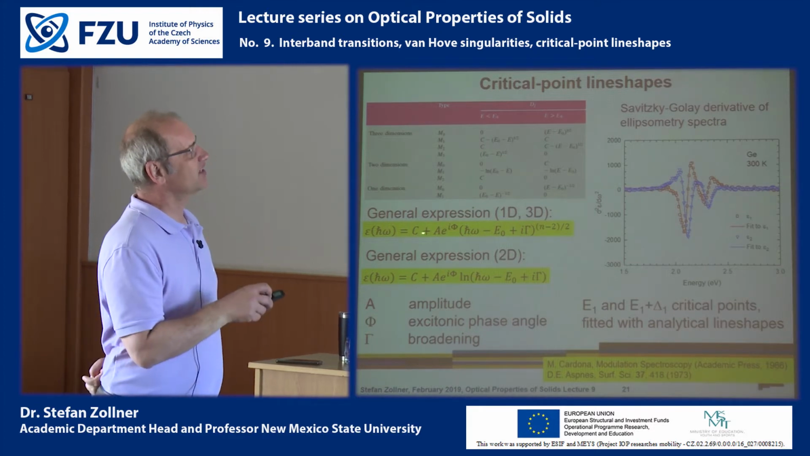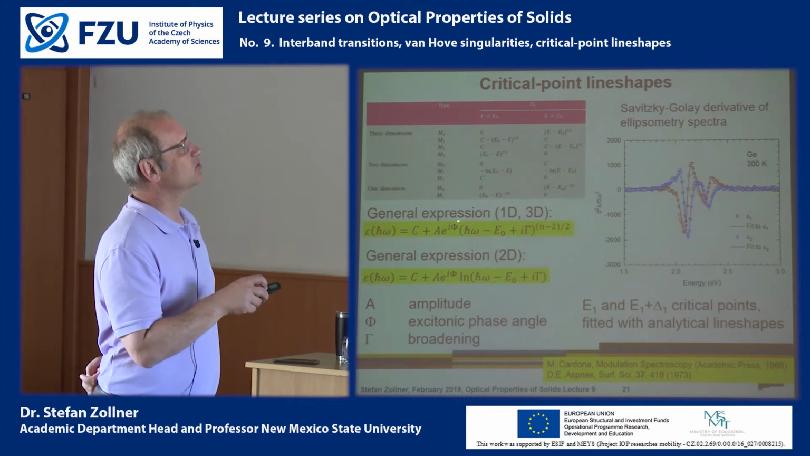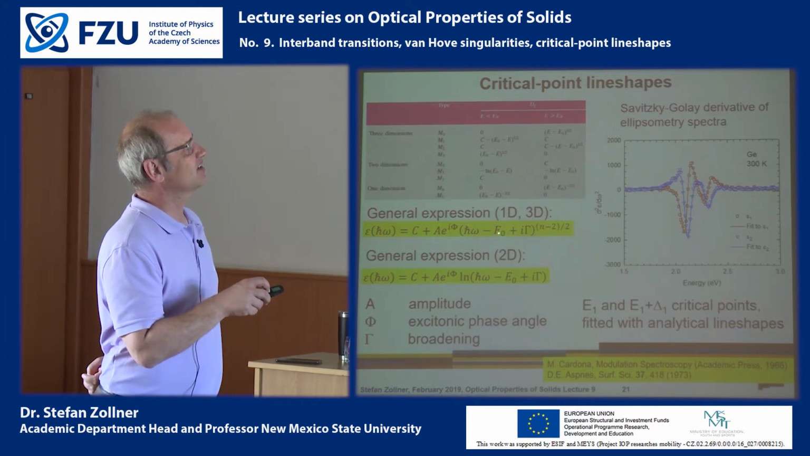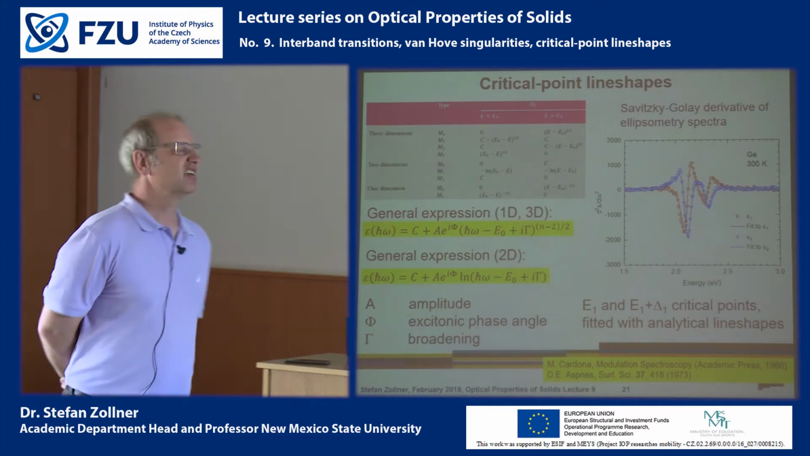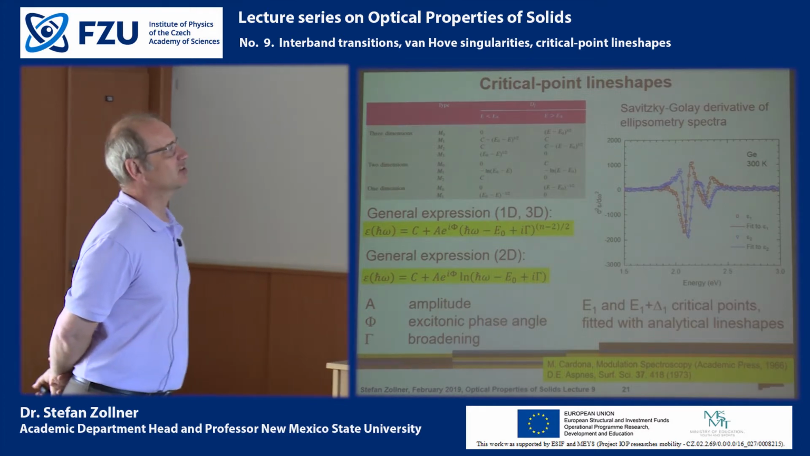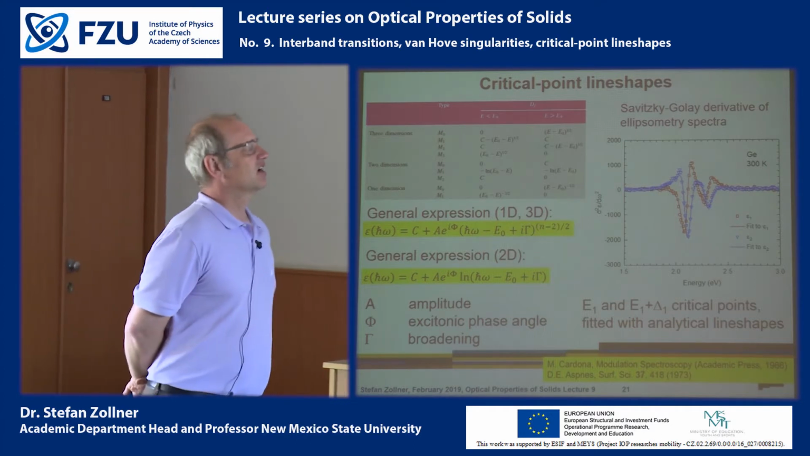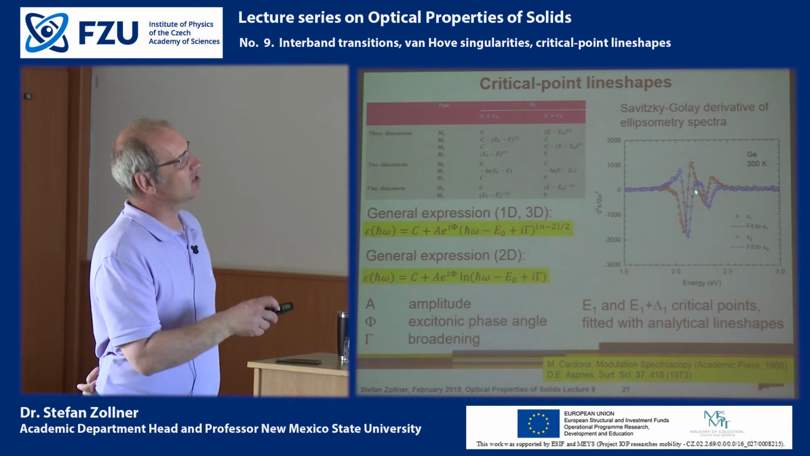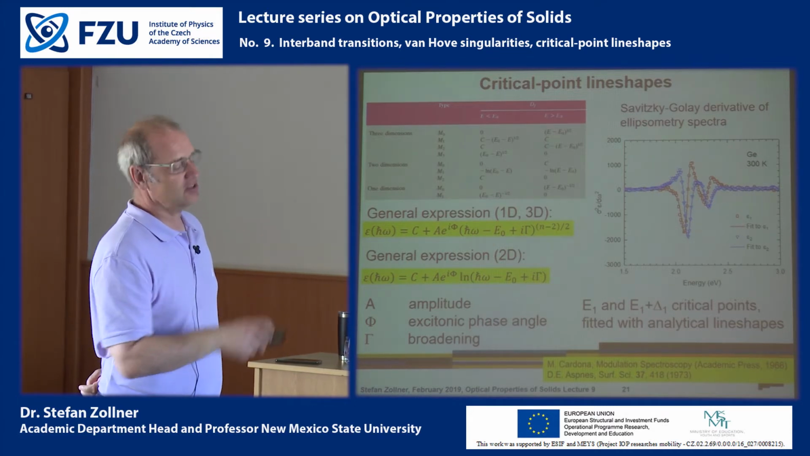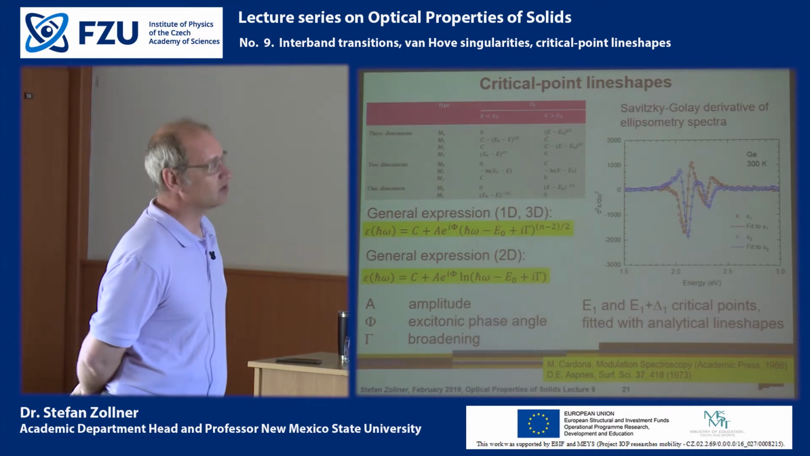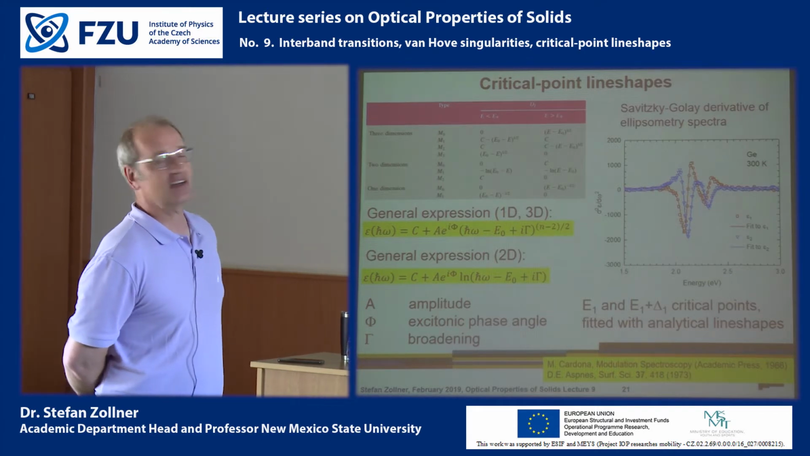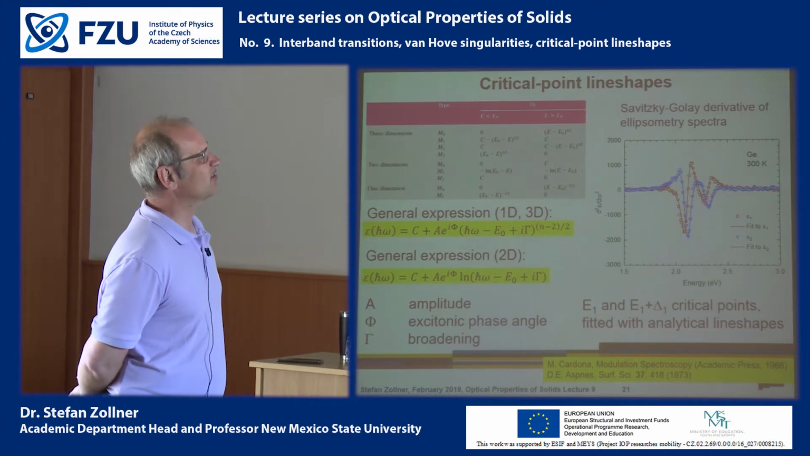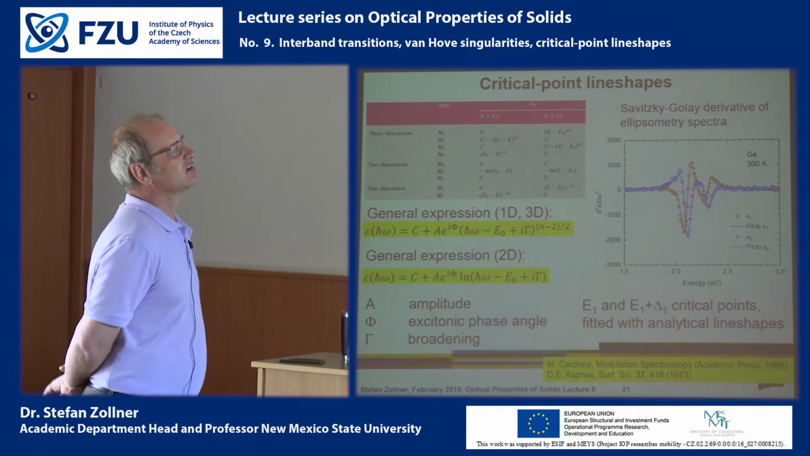And therefore we can extract all 4 of these parameters, the amplitude, the phase angle, the energy, and the broadening. All of these 4 parameters can be extracted with very high accuracy. The accuracy that we get for the energy in this particular case for the E1 energy is about 1 milli-electron volt. So that is a very, very high accuracy.